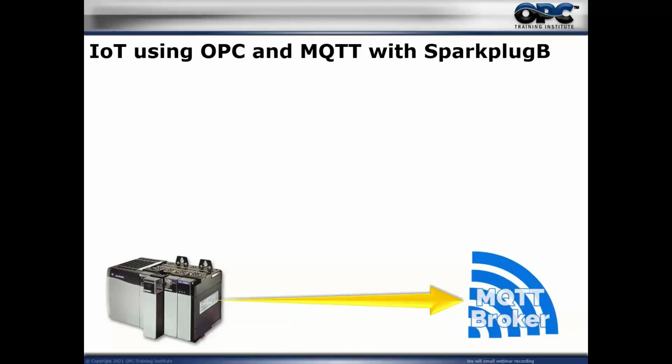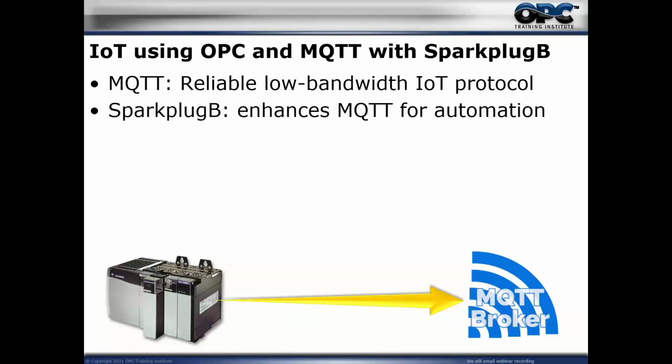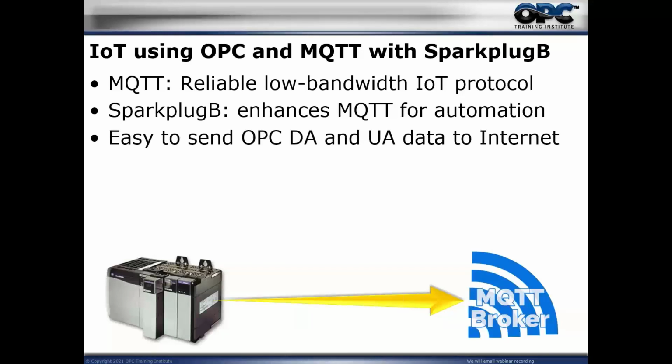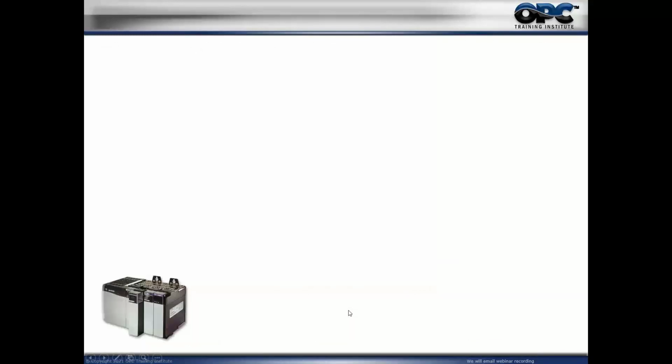So what we're talking about here is IoT, Internet of Things, using OPC, MQTT, and Spark-Plug-B. Now, MQTT is a very low bandwidth and very reliable IoT protocol. It's particularly good to bring automation data to the internet. Very specifically, when we're talking about MQTT, I'm not talking necessarily Amazon, and I'm not talking about Azure, just plain old MQTT, we use Spark-Plug-B. Spark-Plug-B makes MQTT particularly useful for automation. And it makes it very easy to send OPC DA and UA data to the internet. So again, we're talking about IoT here, taking controller data and bringing it to the internet. The only question is, of course, how exactly do you do that? And that's what we'll take a look at in this presentation.